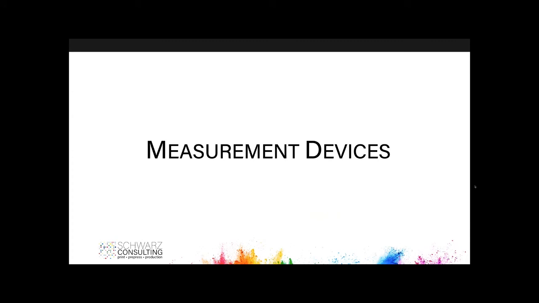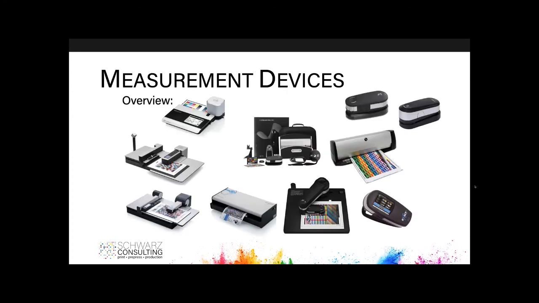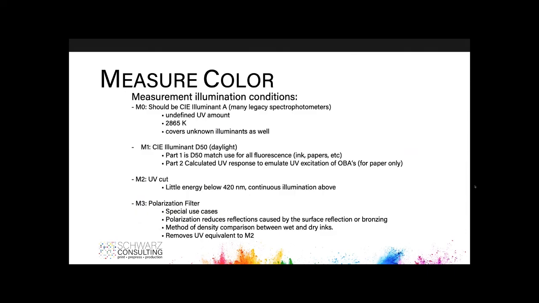Next thing, measurement devices, also important. This is just an overview of some measurement devices we have out there. And the important thing, where it goes wrong most of the time, is the illumination conditions, so the light conditions we use within our measurement device. These are settings you can use in a modern measurement device: M0, M1, M2, M3. Maybe you heard of it. I will just explain what it means.